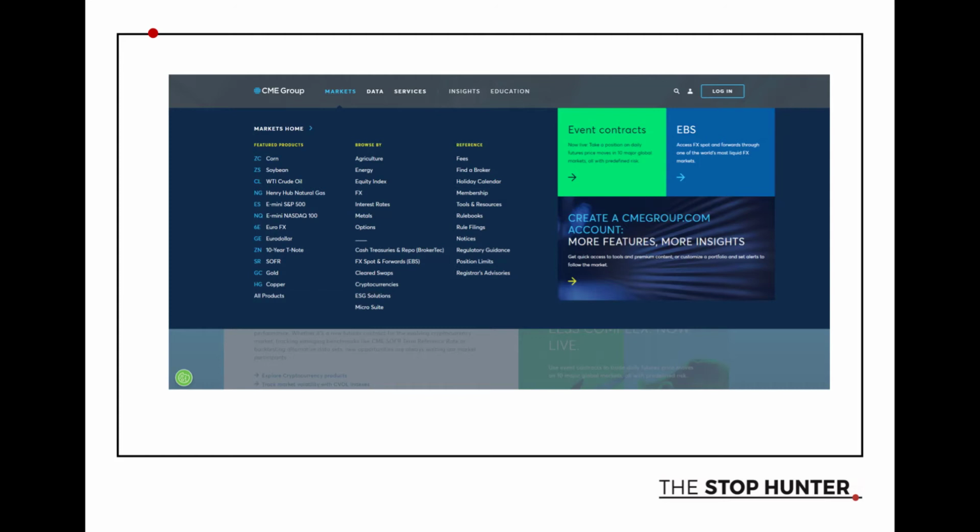You can see a list of major popular ones down there on the left: corn, soybeans, crude oil, S&P 500, but you can also see the sectors, areas that are involved with agriculture, energy, equity indices, FX, interest rates, metals, options, a whole host of futures markets that you can trade.